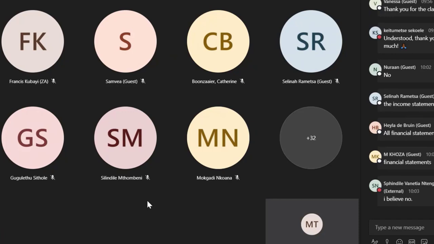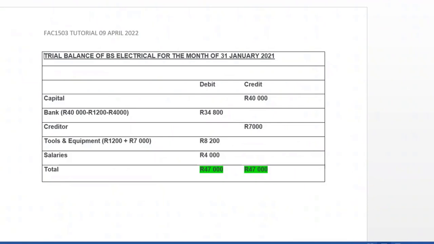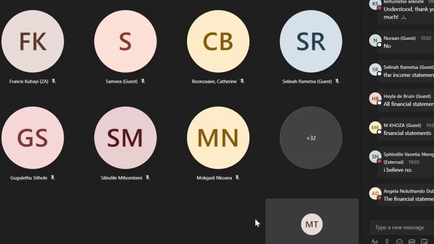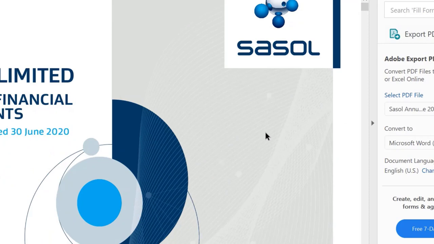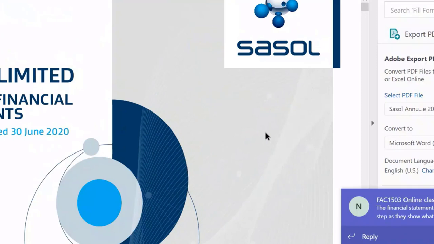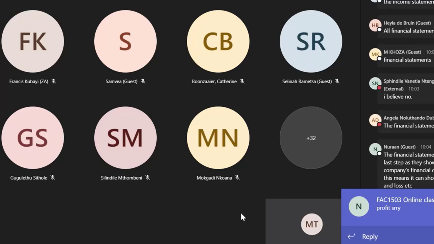Yes, Pindile. Yes, the next step would be your financial statements. That will be your financial statements. That will be the next step. So can you see an example of financial statements? The financial statements are the last step as they show the company's financial cycle. Yes. So basically the financial statements will show the company's performance and the company's position.